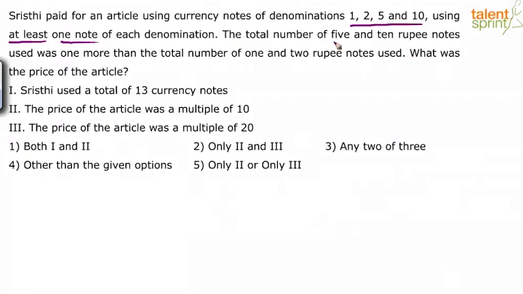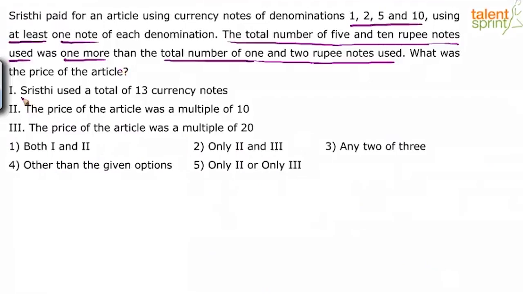The total number of 5 and 10 rupee notes used was one more than the total number of 1 and 2 rupee notes used. What was the price of the article? So basically we have to find out the price of this article. Look at the statements given to us.